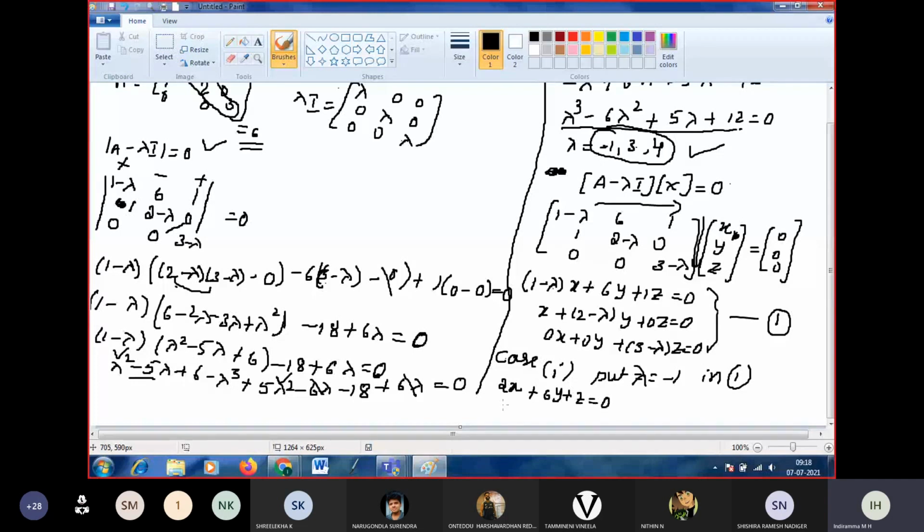Next, the second equation is x as it is, plus, if you put lambda equal to -1, x plus minus of -1 plus 1, that is 3y. X plus 3y plus 0z is equal to 0. So the last equation, if you put lambda equal to -1, is 4z equal to 0. Is it right?